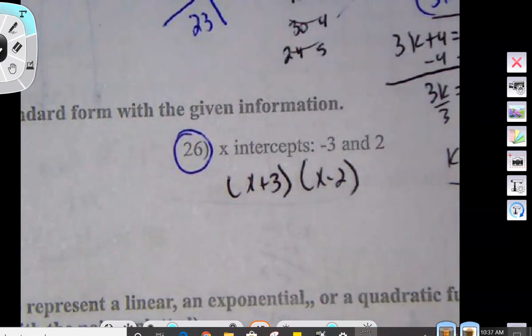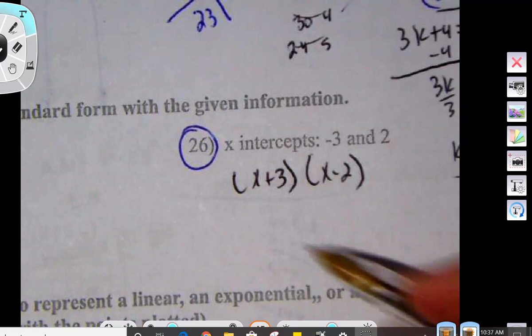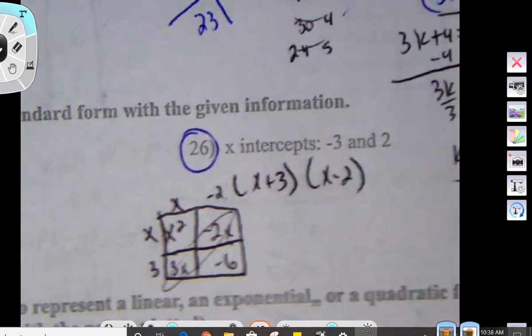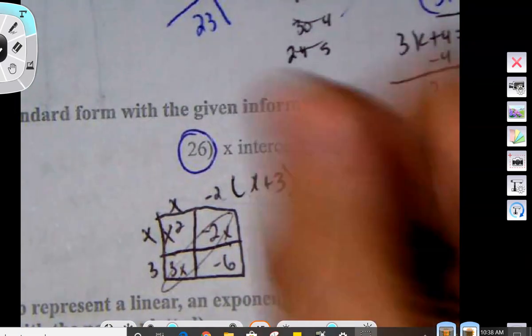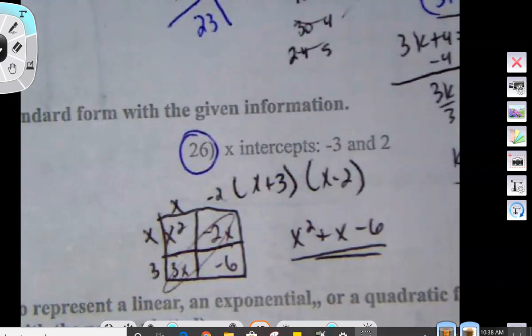Now that's intercept form, but I need to get it in standard form. You can distribute, or you can make your box. So I have x and a 3, and x and a negative 2. Filling in our box, x times x is x squared. X times negative 2 is negative 2x. X times 3 gives us 3x, and 3 times negative 2 is negative 6. I have like terms there: 3x and negative 2x give me a positive x. So I have x squared plus x minus 6. That would be in standard form.